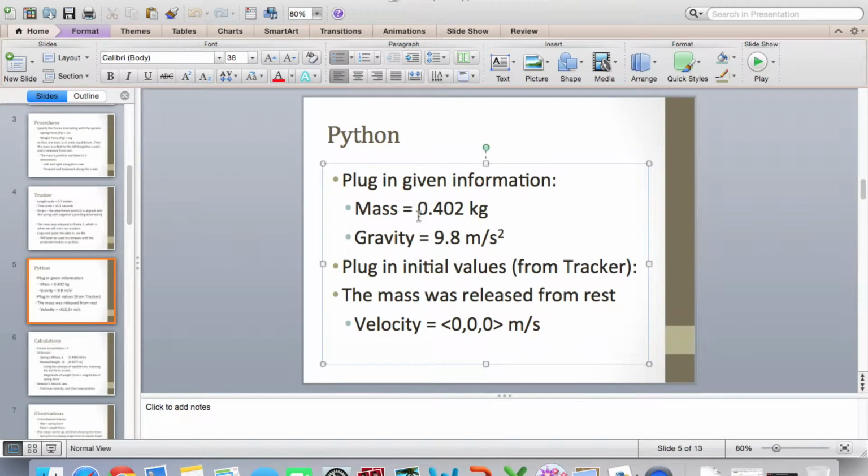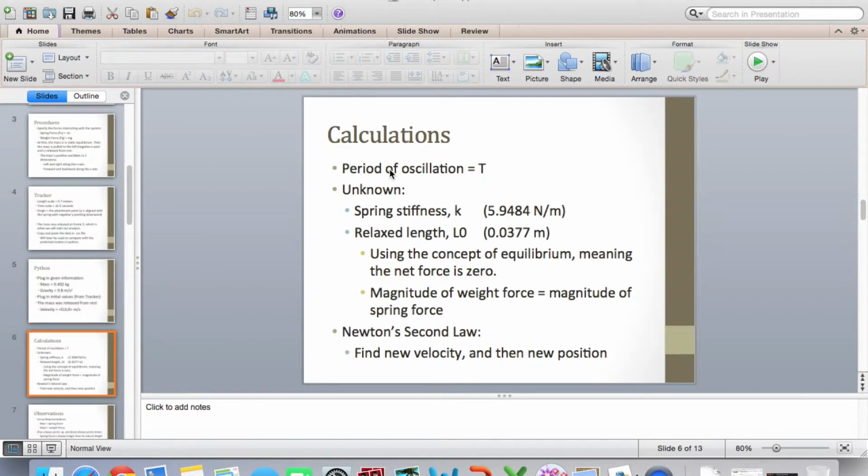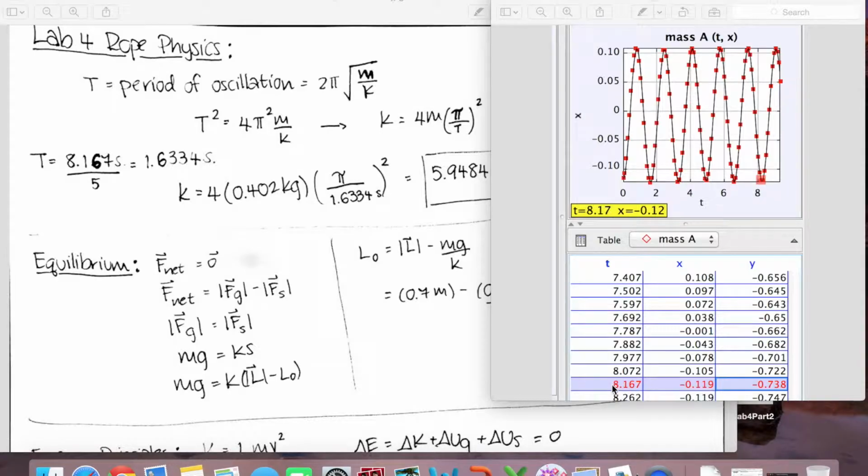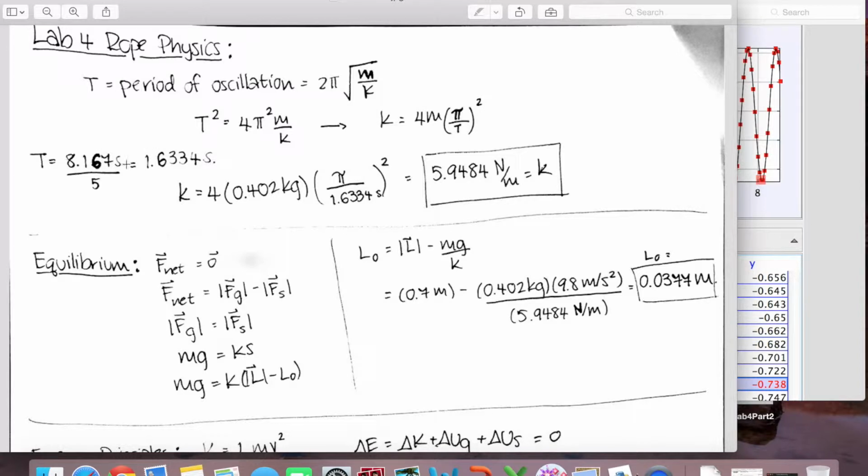In Python, we start plugging in what was given, the mass and the gravity, and then plug in the initial values we got from Tracker. Since the mass was released from rest, its initial velocity is 0 meters per second. Then we need to calculate the period of oscillation, T. Tracker tells us that at 8.167 seconds, the mass had already oscillated 5 times. So we divide by 5 and get the time for each oscillation period.